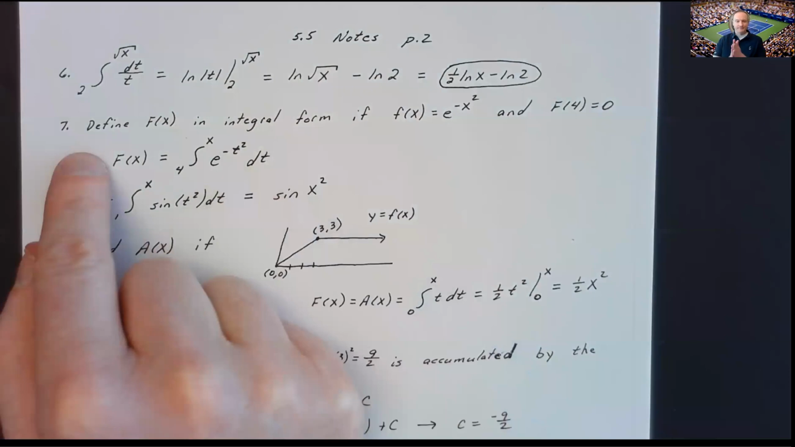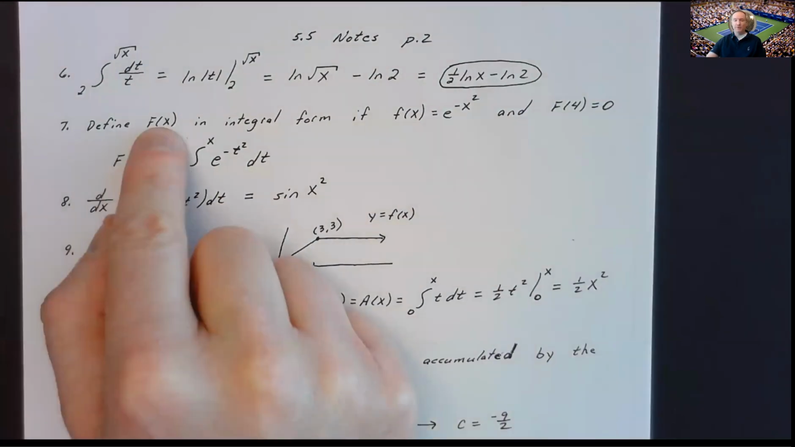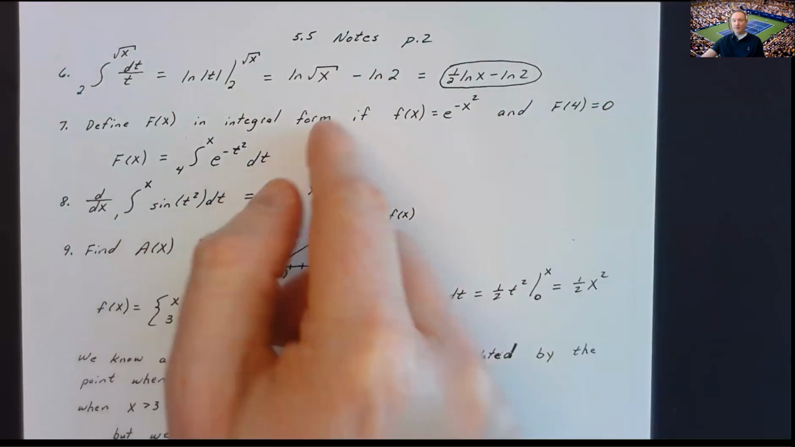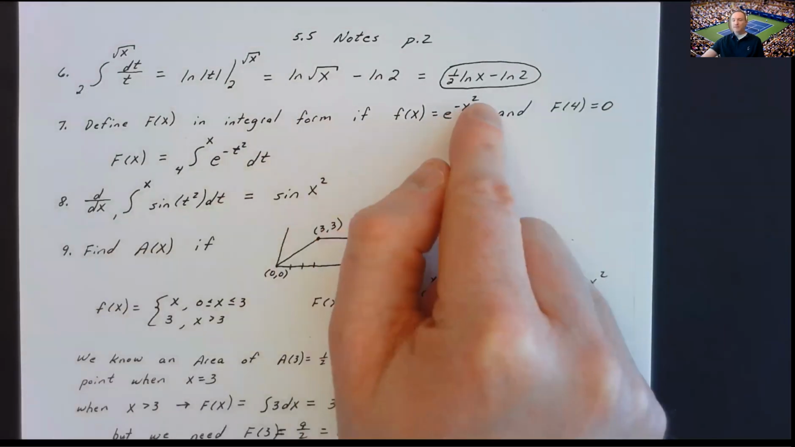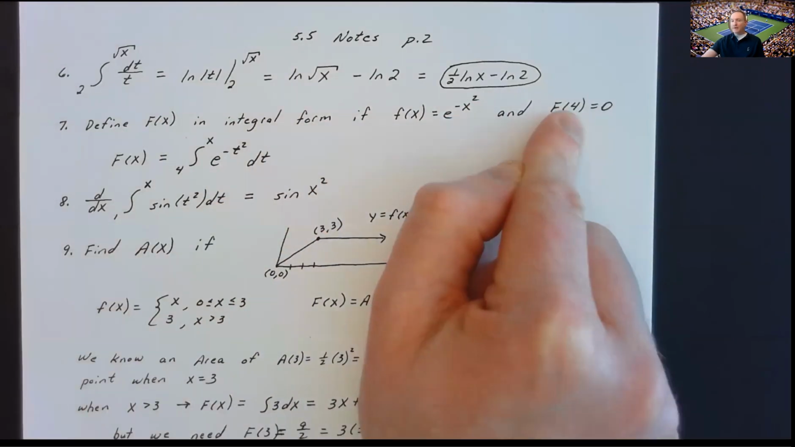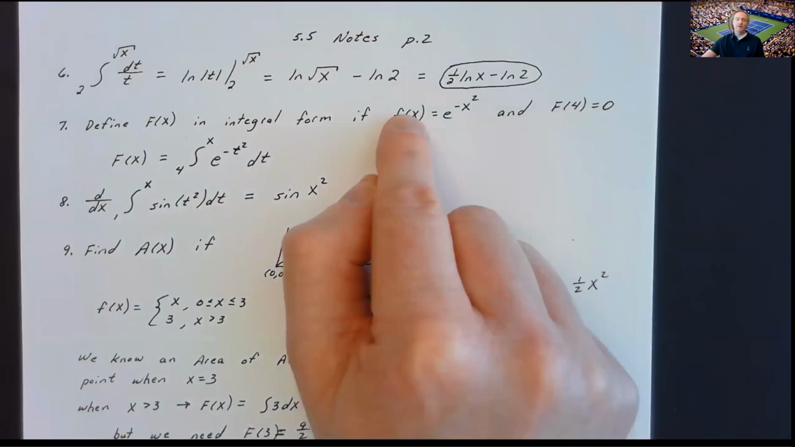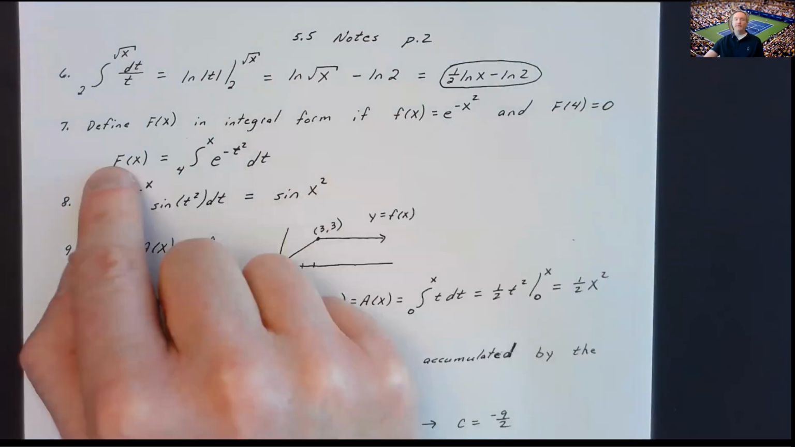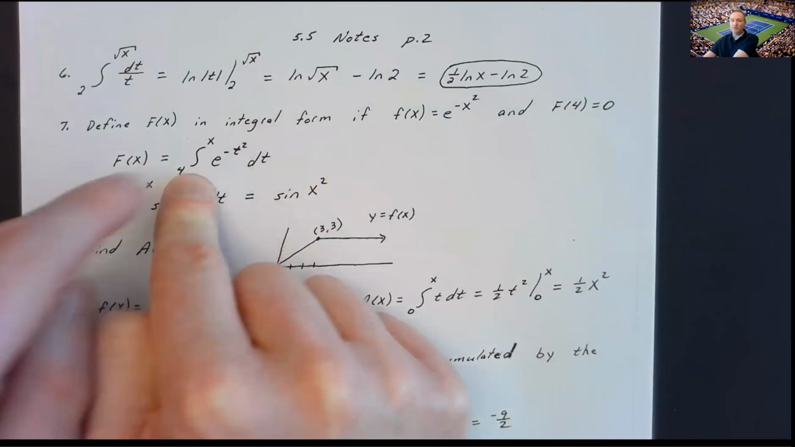For the next one, if I ask you to find a function or define a function f of x in integral form, if I'm saying lowercase f of x is equal to e to the negative x squared, and I'm telling you that f of 4 is equal to 0, automatically the fact that I'm telling you f of 4 is equal to 0 means you're going to start your integration at x equals 4, and you're going to go up to x. So please notice, I say, well, then f of x is equal to the integral starting at 4. Again, how do you know you start at 4?